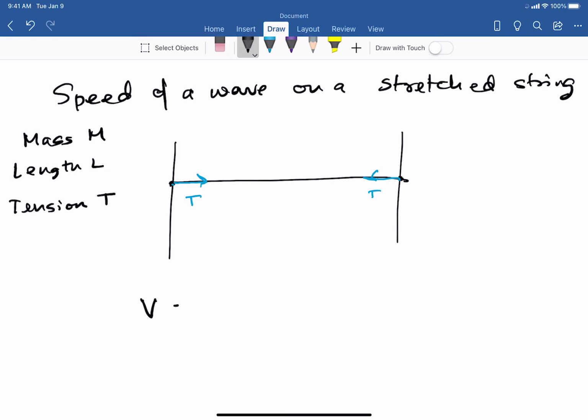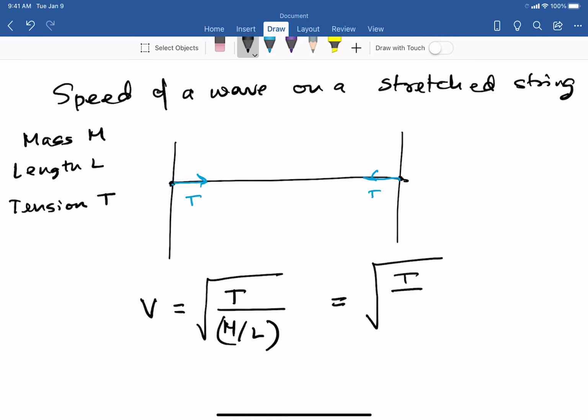So the speed of waves on a string is given by the following expression. V is equal to the square root of T divided by the mass per unit length of the string. And this quantity, mass per unit length, is sometimes called the linear density. So you can also write this formula more compactly as V equals square root of T divided by mu, where mu is nothing but the mass over the length of the string, or the linear density of the string. So this is a useful formula.